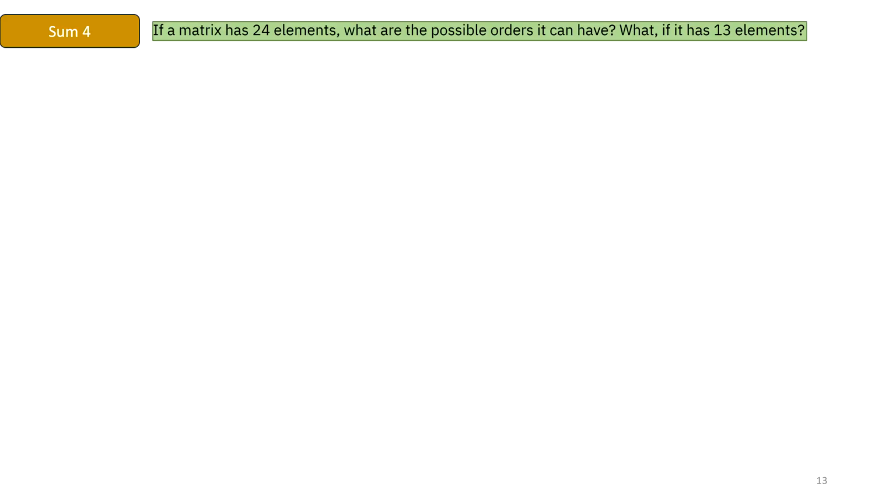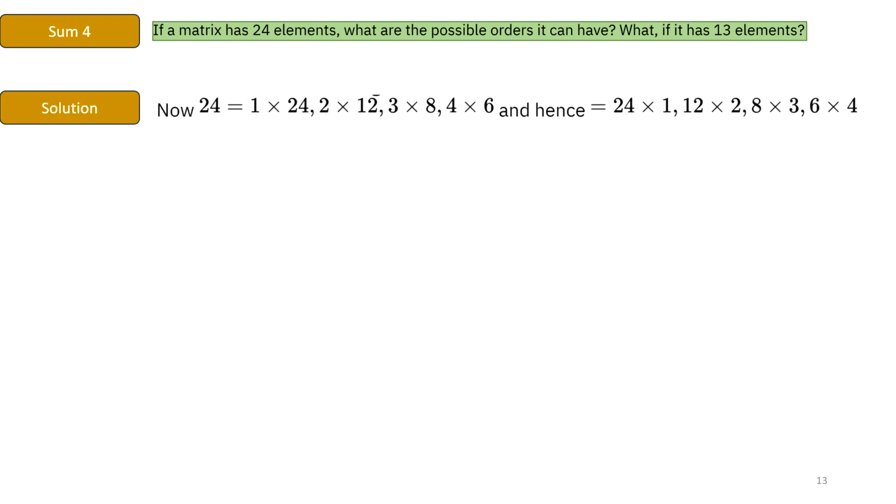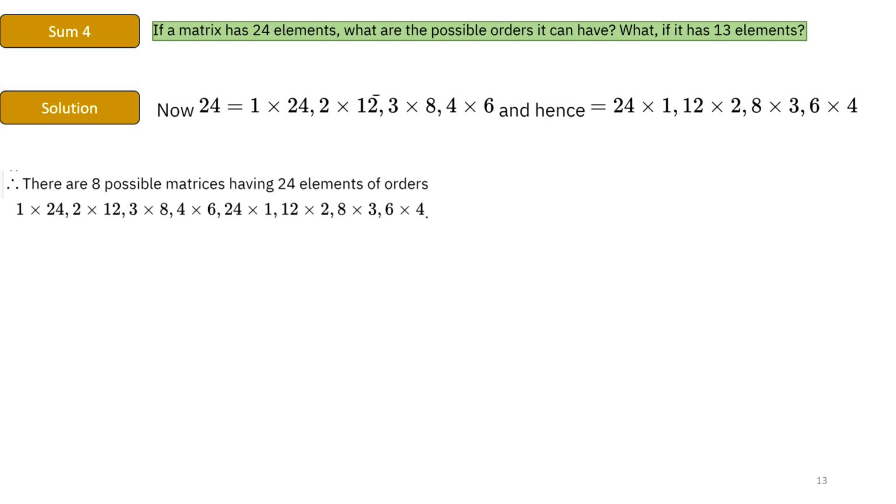Sum number 4. If a matrix has 24 elements, what are the possible orders it can have? What if the matrix has 13 elements? Now 24 can be written in 8 different ways where m multiplied by n is 24, m and n both being integers. There are 8 possible matrices having 24 elements. The possible orders of those matrices are mentioned in the slide.